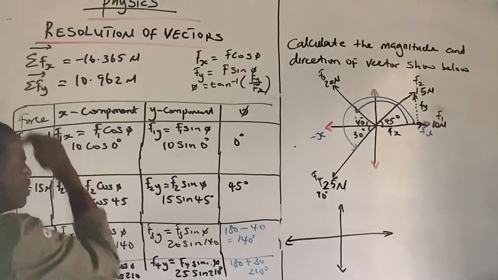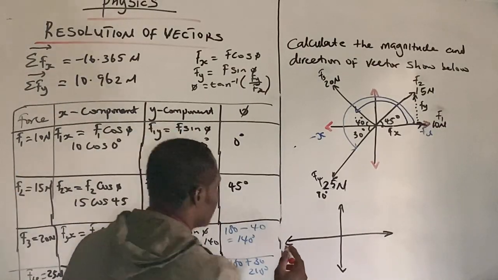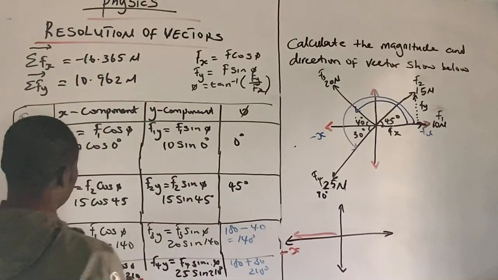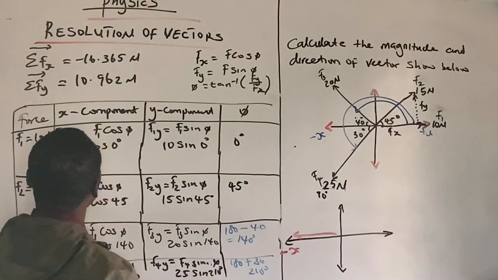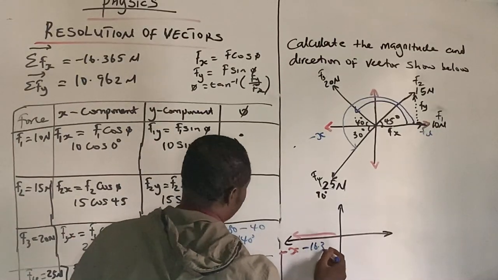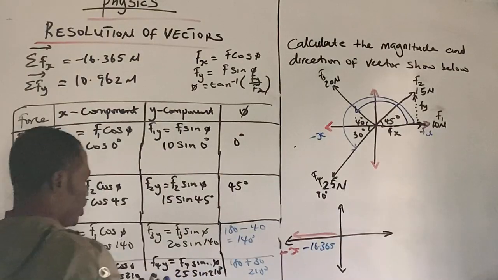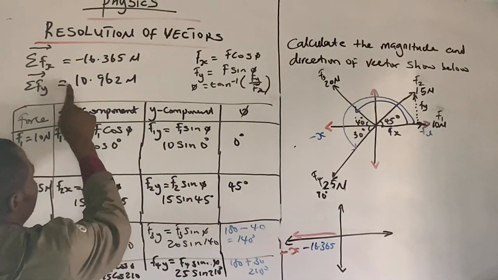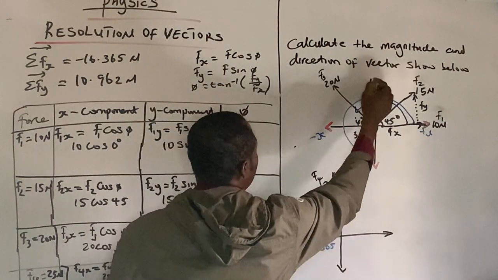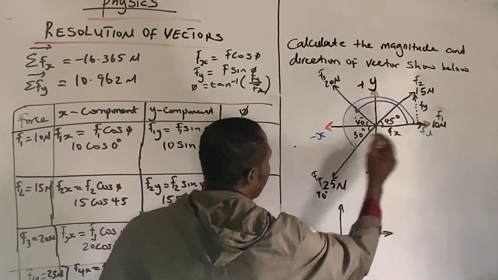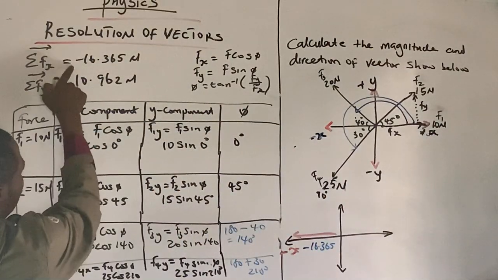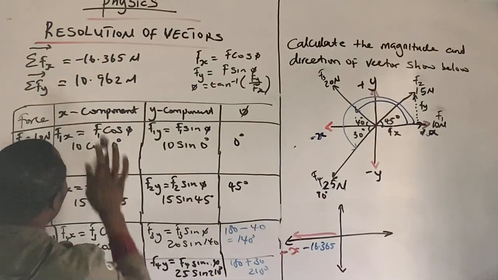Notice that the x-axis is towards the negative x-axis. So this is the negative x-axis. The vector is moving in the direction of about minus 16.365. And then it's moving towards the positive y-axis because it's positive. Positive is upward, negative is downward. This is positive y, positive x, negative x. Now, this is negative x, so we're moving in this direction. Now, it's moving to the positive y.